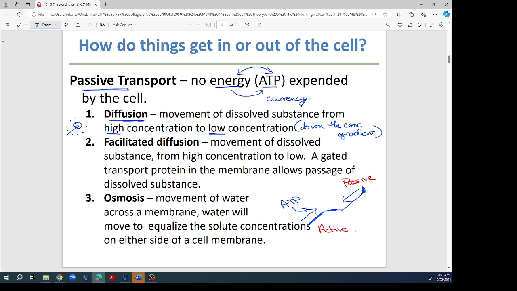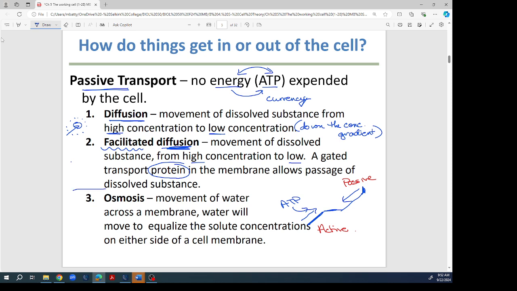The next one that I'm going to talk about is facilitated diffusion. Now, it's mostly the same as diffusion, but it has a helper. And as you might guess, that helper is a protein. It still happens downhill, from high concentration to low concentration, down the concentration gradient. But there's a bit of a gate here, a gated protein that allows the substances to diffuse in or out of the cell. So it just depends what's on either side for those dissolved substances to diffuse through facilitated diffusion.